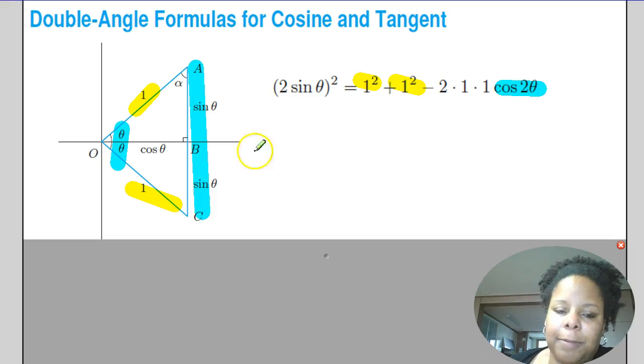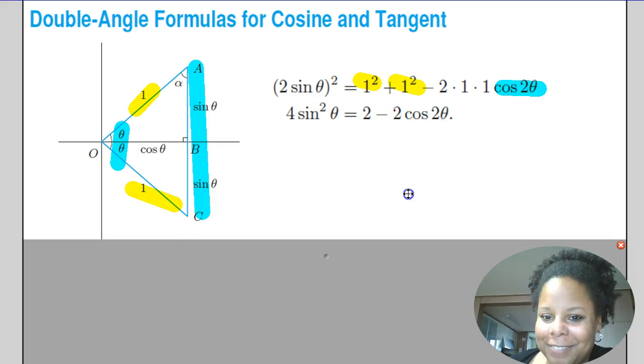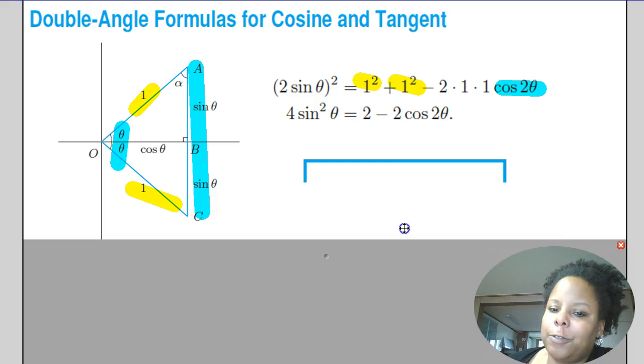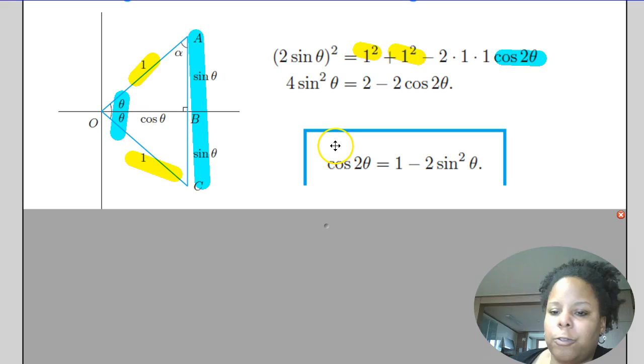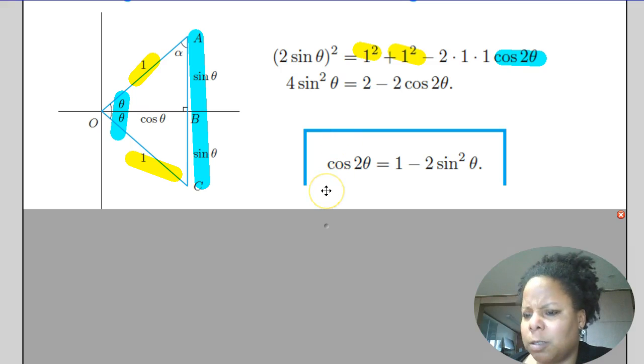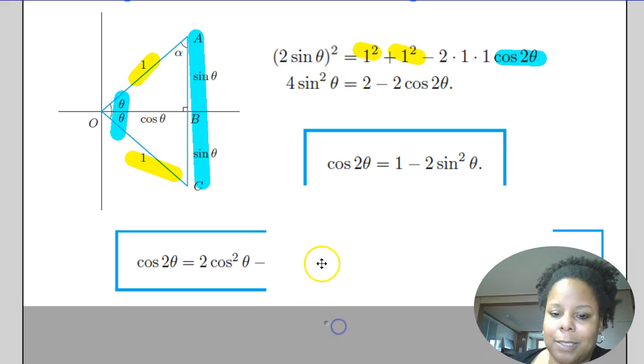So, trying to simplify and get cosine 2 theta by itself, I get 4 sine squared theta is equal to 2 minus 2 cosine 2 theta. And so therefore, cosine 2 theta is equal to 1 minus 2 sine squared theta. I would do more algebra, but we don't have time. It's already almost 13 minutes. Okay?